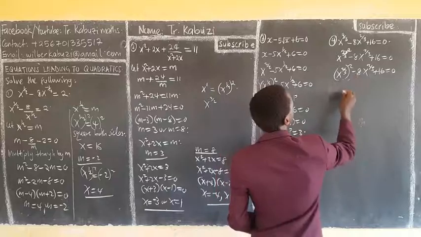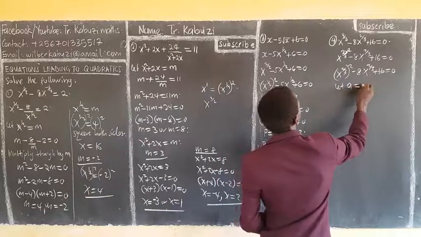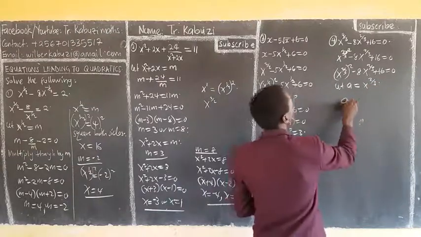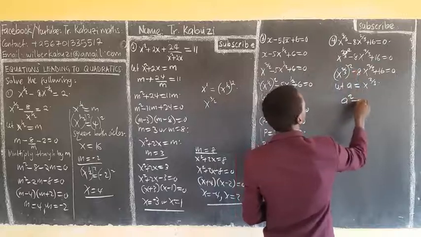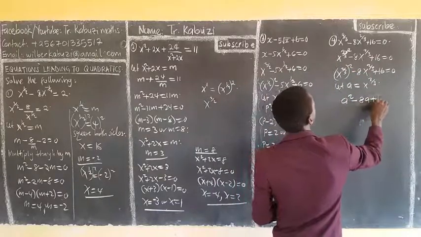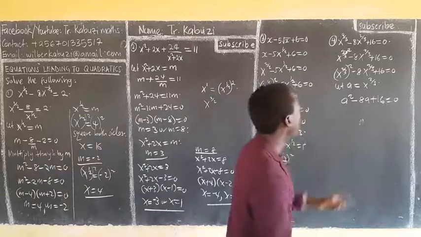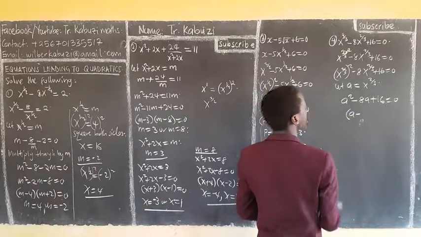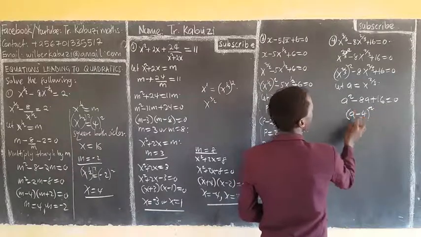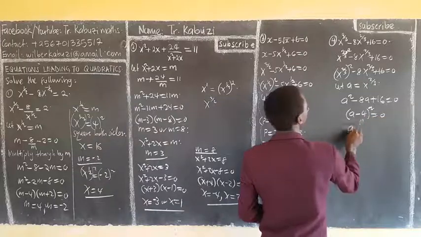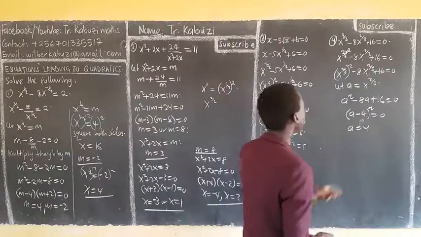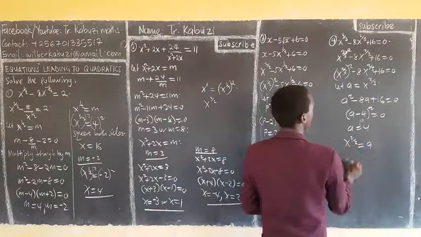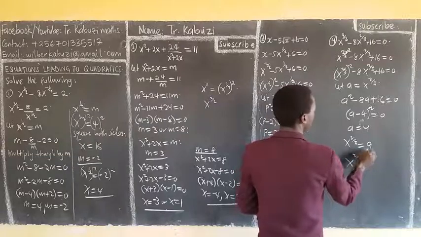Now this one is common, so you say let a be x power 2 over 3. Putting that there, we have a squared, then minus 8a, then plus 16 equals 0. This one is a perfect square, which will be a minus 4, the whole squared. When we expand this, we get that. So a is 4. But remember, x power 2 over 3 is equal to a, so x power 2 over 3 is 4.